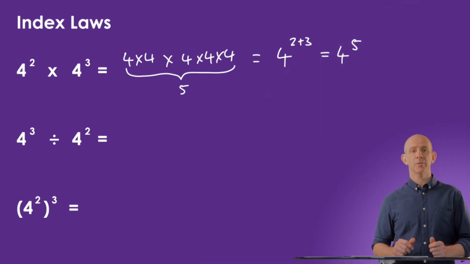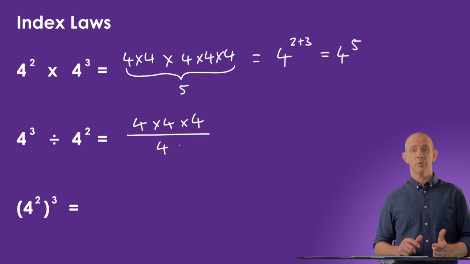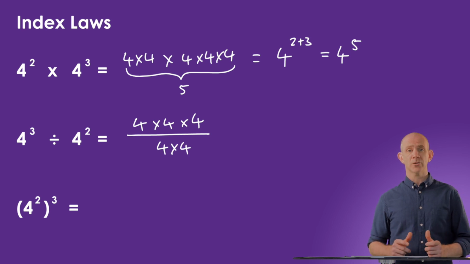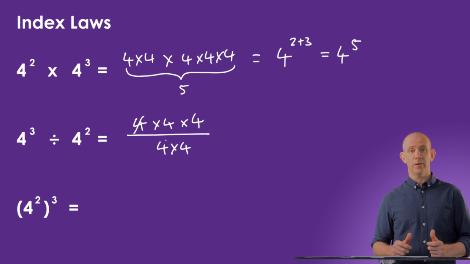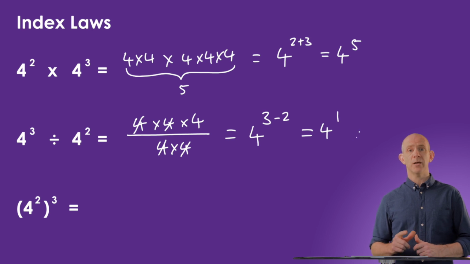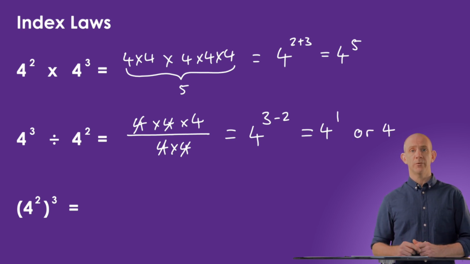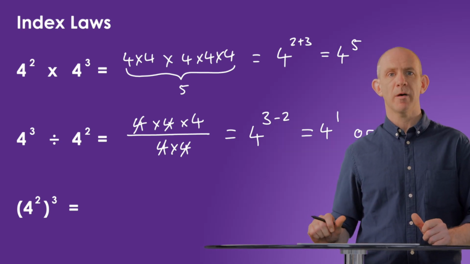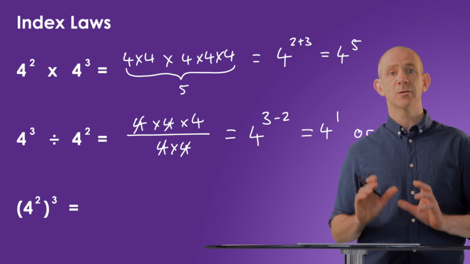So here we have 4 to the power of 3 divided by 4 to the power of 2. So that's 4 times 4 times 4 divided by 4 times 4. If you can remember in the fractions video, anything divided by itself is 1. So this first 4 on the top and the first 4 on the bottom cancel each other out, as do the second 4 on the top and the second 4 on the bottom. And we're left with 4 to the power of 3 minus 2, which is 4 to the power of 1, or we can simply write 4. In division, it's vital to remember that if the base numbers are the same, you can subtract the powers.